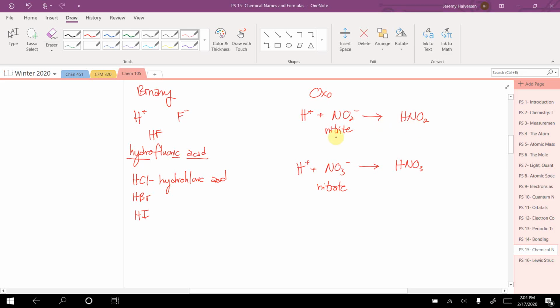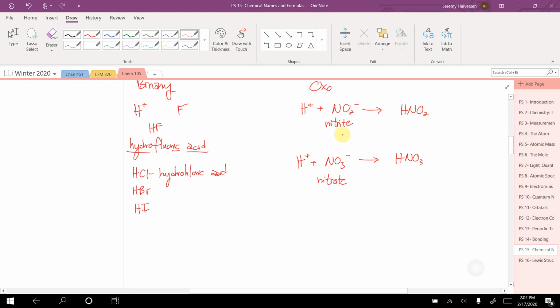You look at the polyatomic ion that this acid contains, and if it ends in ite, it turns to OUS acid. Nitrite turns to nitrous acid. Nitrate turns to nitric acid. Okay. Now, like HCl is hydrochloric acid, so this is also ic acid, but you have the hydro up front in a binary acid. That's how you name acids.